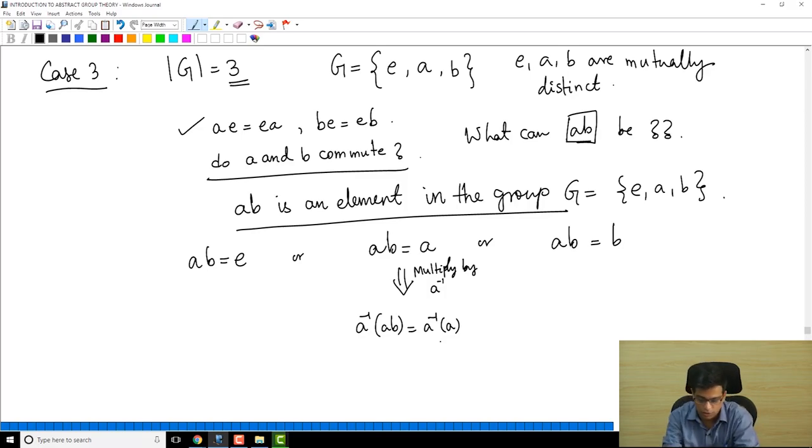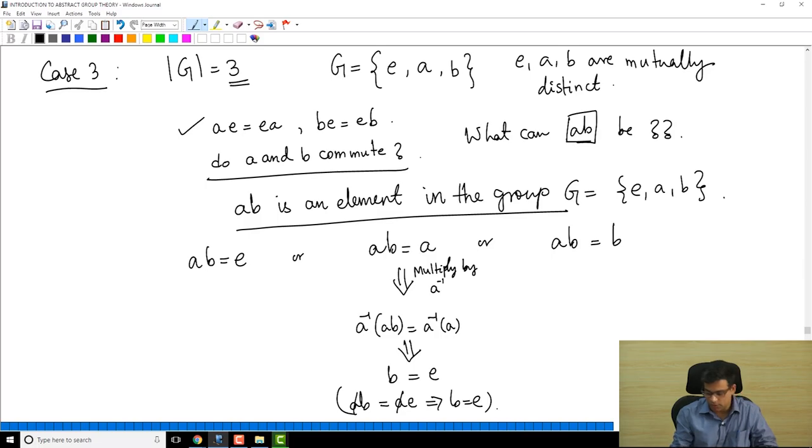Note that A inverse is also one of the three elements, but I do not need to actually consider which it is. It is A, E, A or B, I do not care what it is. It is an element in the group, so I can multiply by that, which is going to give me, by associativity, A inverse A, which cancels, and I get B equals E. So the cancellation property directly gives this, because if AB equals A, and A is nothing but A times E, then I cancel A. I have just spelled it out, but this is what we have.